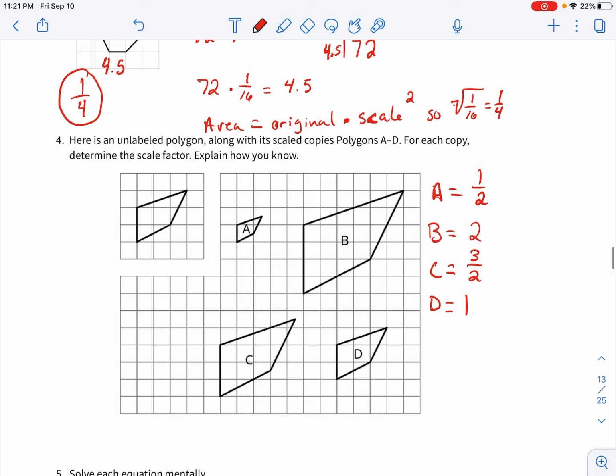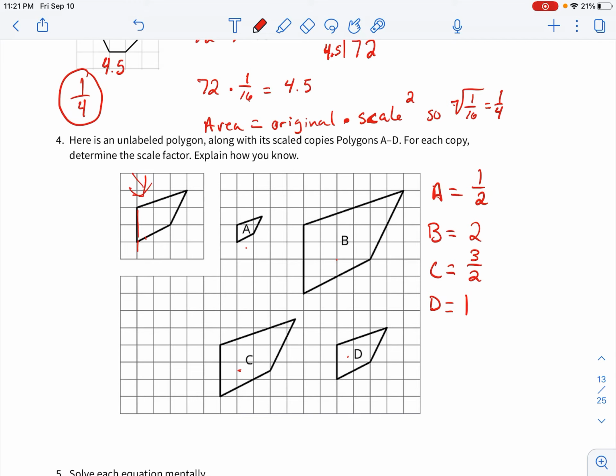Okay, number 4 here, all it's asking us to do is, from this original polygon, what is the scale factor to get to A, to get to B, to get to C, and to get to D? Well, just looking at it, I went from 2 to 1. Well, 2 to 1, that would be half of the original length, so my scale factor is 1/2. On B, you notice you go from 2 on the original to 4. Well, to go from 2 to 4, you multiply by 2, therefore my scale is 2.